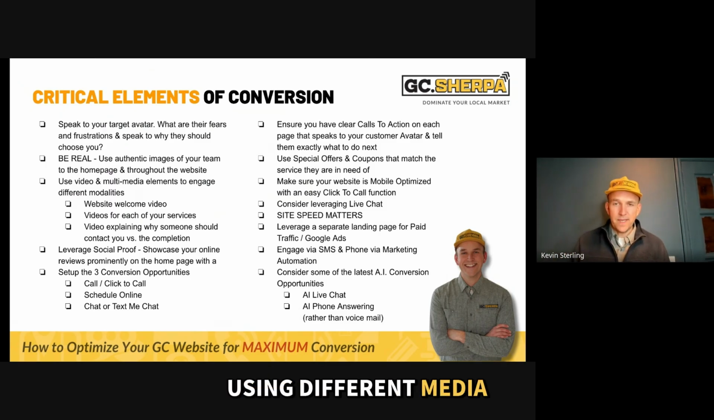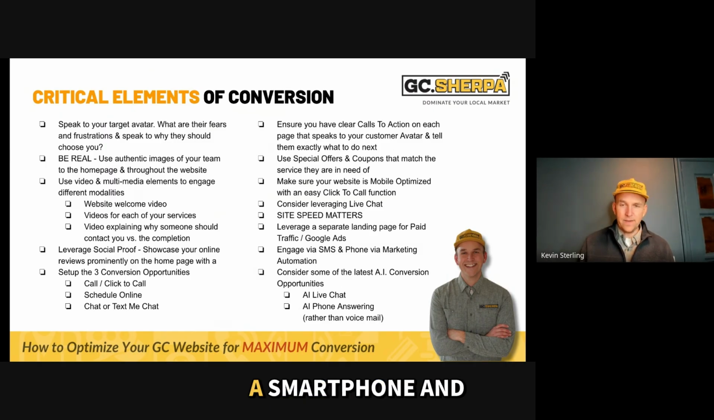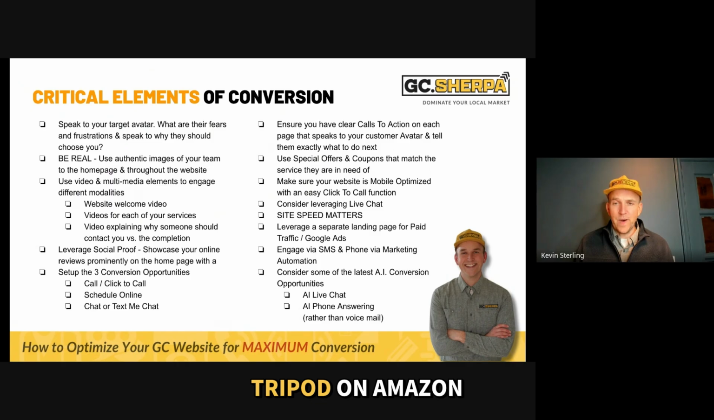Using different media. Again, everybody has a smartphone. You can buy a $25 tripod on Amazon that will do an excellent job of staying still while you record things. You can use it as a selfie stick. So the excuse of I don't know how to film, I don't know what to film, is going out the window in the world we live in because of AI, and really just because there's so much out there. You can earmark it and say, I like that, I'm going to replicate that.